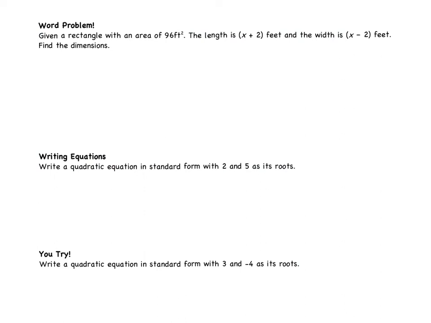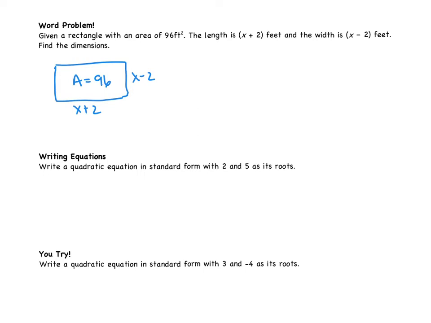So we have a word problem to do. Given a rectangle with an area of 96 square feet, the length is x plus 2 and the width is x minus 2. Find the dimensions. Okay, before we jump in to start writing equations, let's draw ourselves a picture. If we draw a picture, we have an area of 96. The length is x plus 2, and the width is x minus 2.